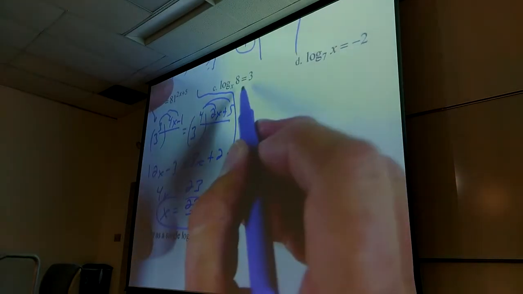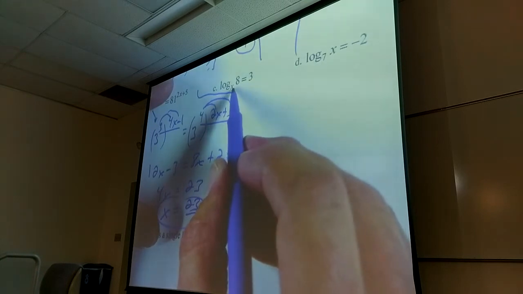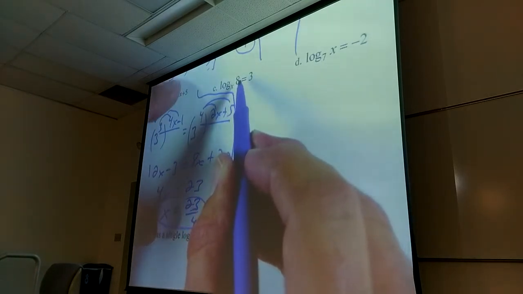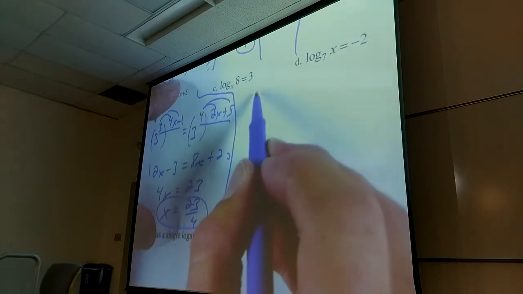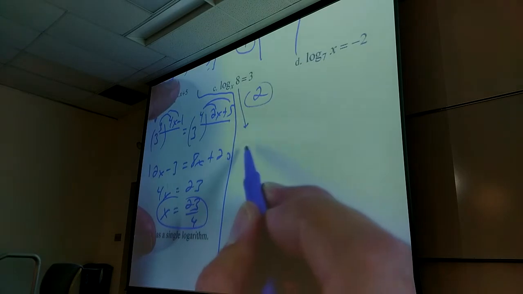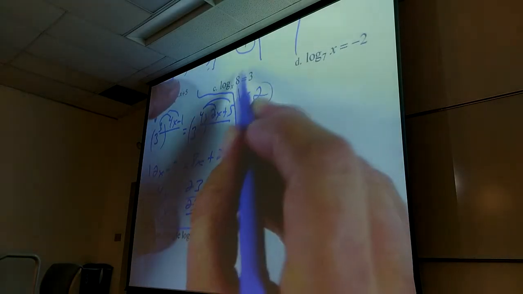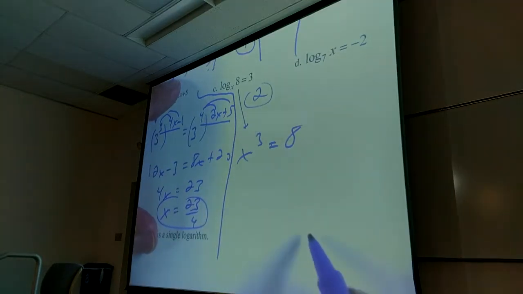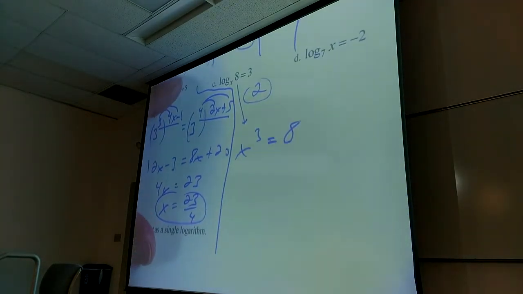This one you might be able to do on sight. I mean, what's this really asking you? It takes 3 whats to make 8? Yeah, it takes 3 2's to make 8 when you multiply, right? So the answer is 2. If I rewrote this, what would it look like? Yeah, x to the third equals 8. And then it's just the same question, right? What do you cube to get 8?